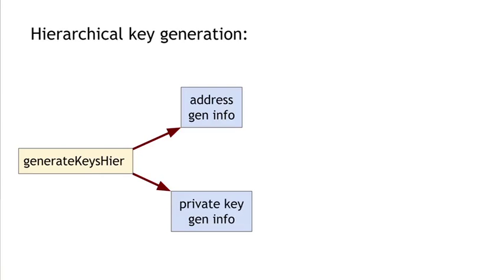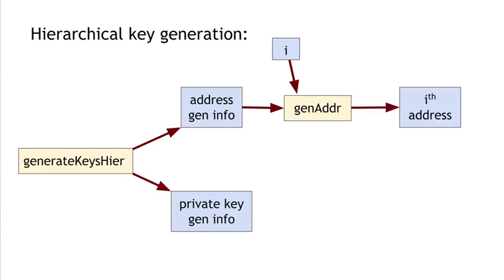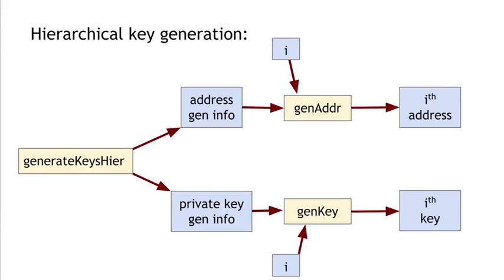And now we can take this information and generate multiple keys. For example, given the address generation info, we can apply a gen address operation and give it the address generation info and some integer i, and that will generate the ith address in a whole series of addresses. And we can do this for any integer i. Any integer i, we can generate the ith address in the sequence given only that integer and the address generation info. Similarly, on the private key side, we can take this private key generating info and use it to generate a key, again using any integer i, and what we get is the ith key in the sequence.